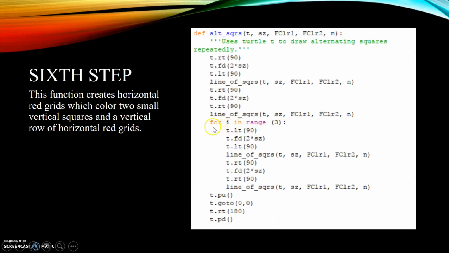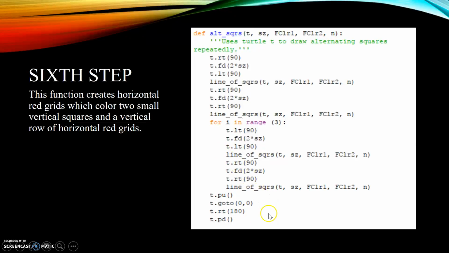And now we're using i in range 3 because we want it to repeat itself 4 times. We've already done one set and we need 3 more to get to 4. And so now we're saying i dot left 90. So we're using this to position the turtle each time after drawing the line of squares repeatedly using the color that we want, because this one is alternating squares. We want it to alternate the colors.